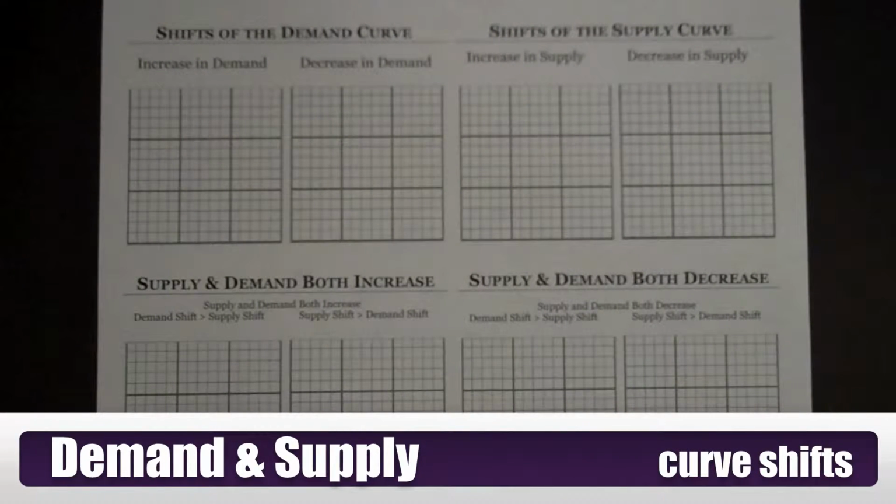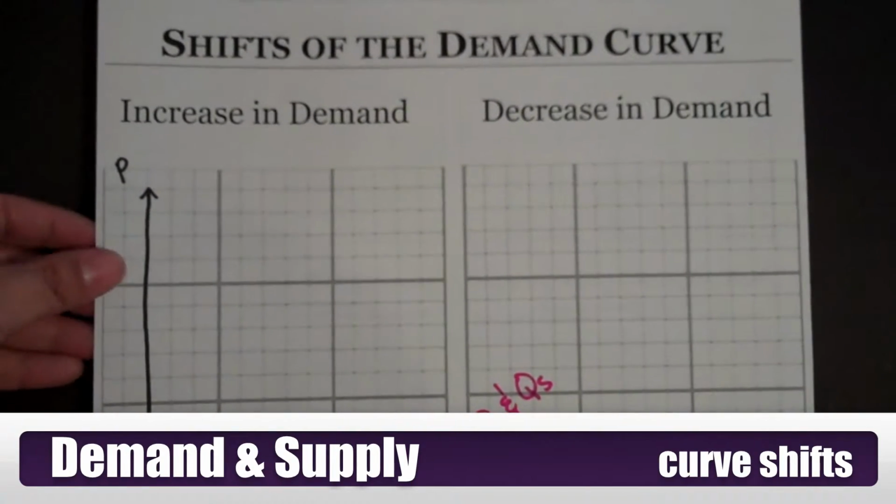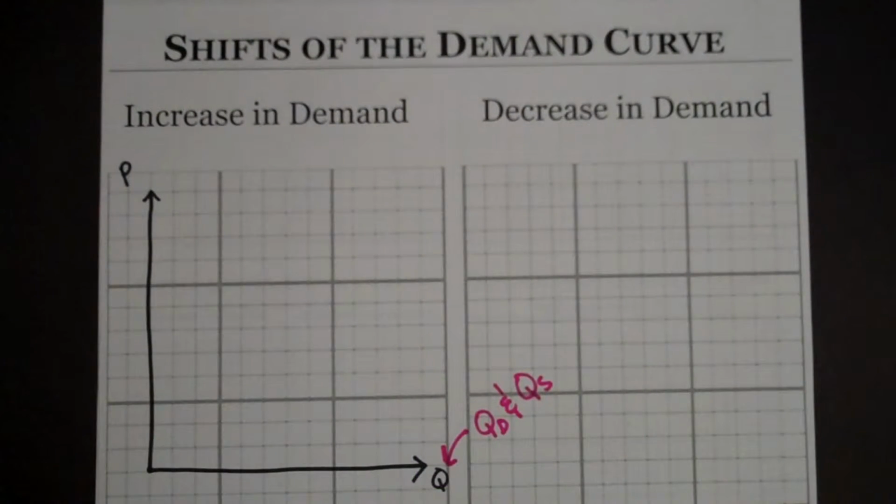I wanted to give you a little bit of extra help with shifting your demand and supply curves. You should have a handout that looks something like this. Now all of our graphs are going to start out the same way. We should have price on our y-axis and quantity on our x-axis. This quantity is both our quantity demanded as well as our quantity supplied.